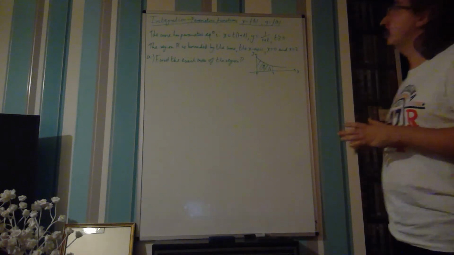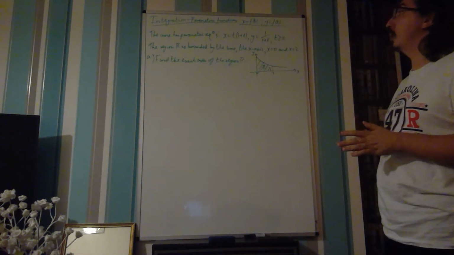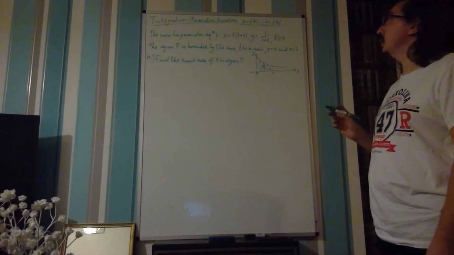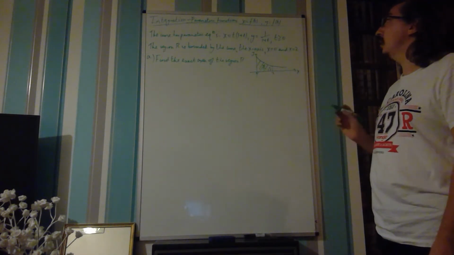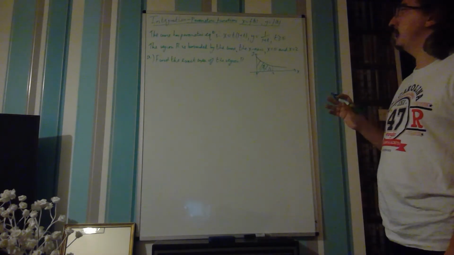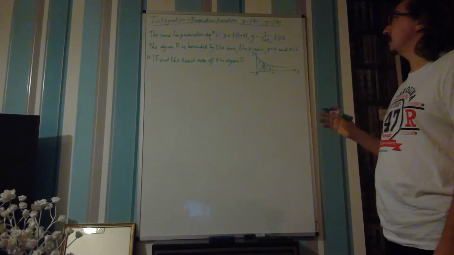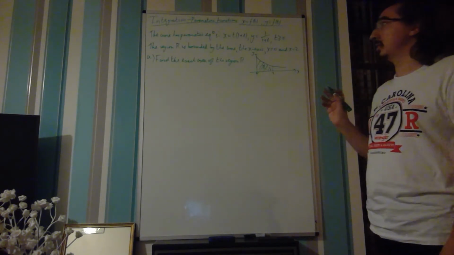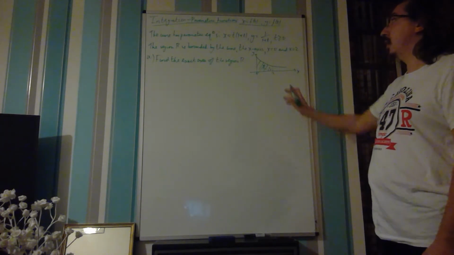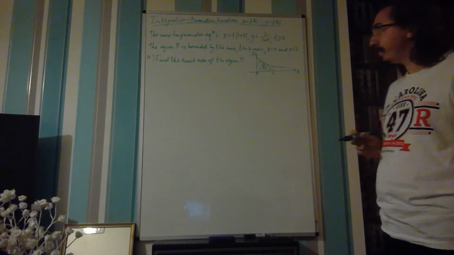For this problem, we're given the curve with the parametric equations x is equal to t times (1 plus t), y is equal to 1 over (1 plus t), where t is greater than or equal to 0. We're told the region R is bound by the curve, the x-axis, the lines x equals 0 and x equals 2. Find the exact area of the region R as shaded in this diagram.